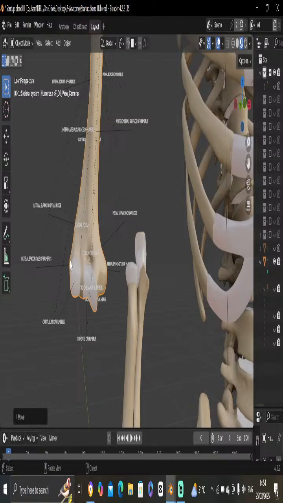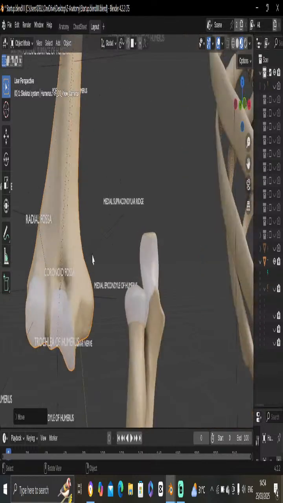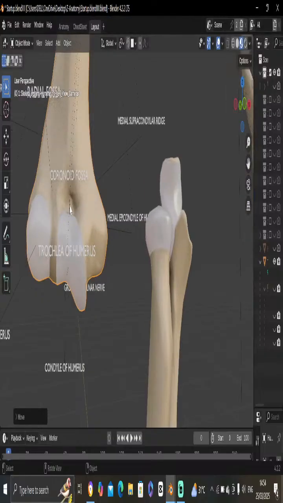Then we have the lateral epicondyle of the humerus. Then we have the supracondylar ridges, just like we've mentioned. Now, there are three important fossae around the elbow joint, or around the distal aspect of the humerus. If we zoom in on that, we can see one above the trochlea. The one above the trochlea is known as the coronoid fossa.